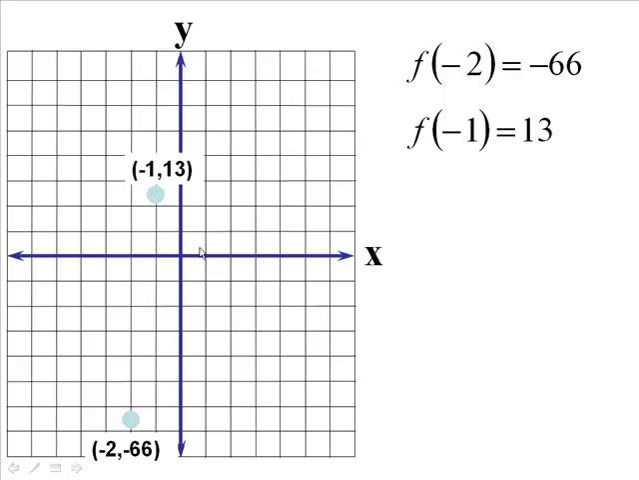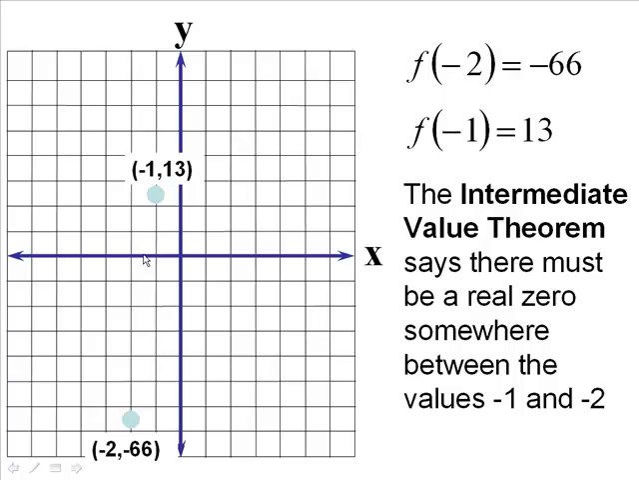And what this intermediate value theorem says is if this is negative and this is positive, and I connect those with some kind of a line, guess what? In between those numbers, it's got to cross right here somewhere. That's what the intermediate value is. It says if 13 is positive and 66 is negative, then somewhere between negative 1 and negative 2 it's got to cross this axis. And that's what you call a zero. There's got to be a zero somewhere in there.